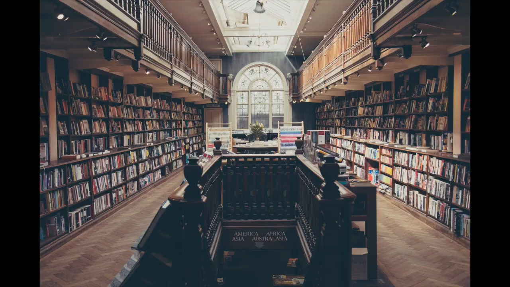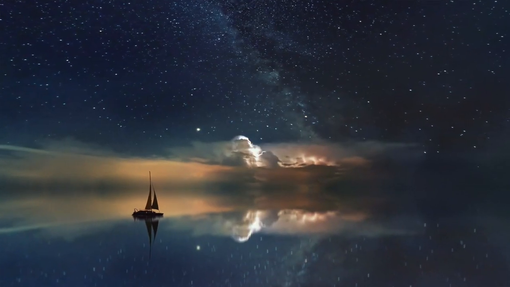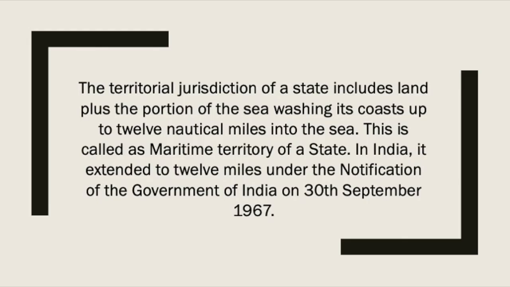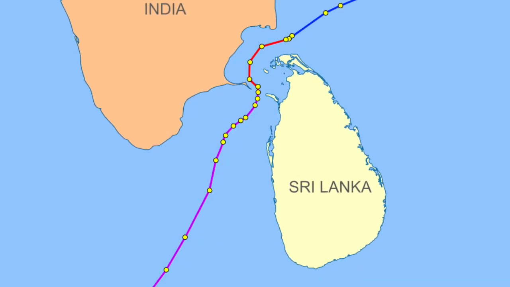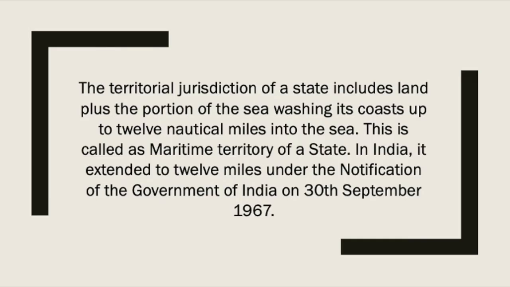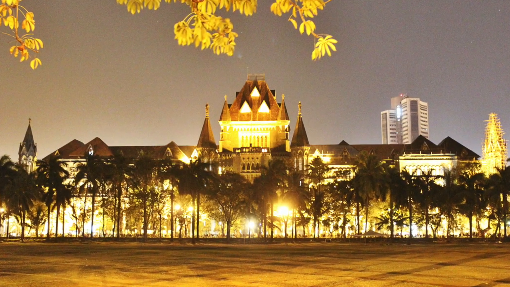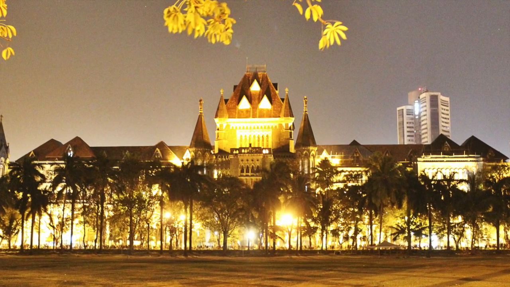The territorial jurisdiction of a state includes land plus the portion of the sea washing its coast up to 12 nautical miles into the sea. This is also called the maritime territory of a state. In India, it was extended to 12 nautical miles under the notification of the Government of India on 30th September 1967. Friends, there was a case which was decided by the Bombay High Court in 1871.